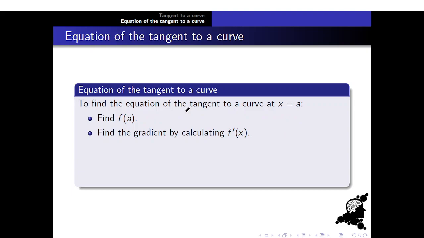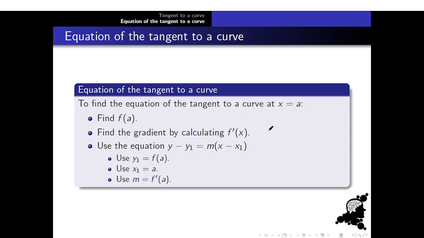Then the next step is we need to find the gradient by calculating the first derivative and substituting the x value into the first derivative. Because the tangent is a straight line, we need to use the equation y minus y1 equals m into x minus x1. Then our y1 will be the y value that we calculated in the first step. X1 is going to be the x value that we are supplied with. Then the gradient would be what we calculated in step 2.